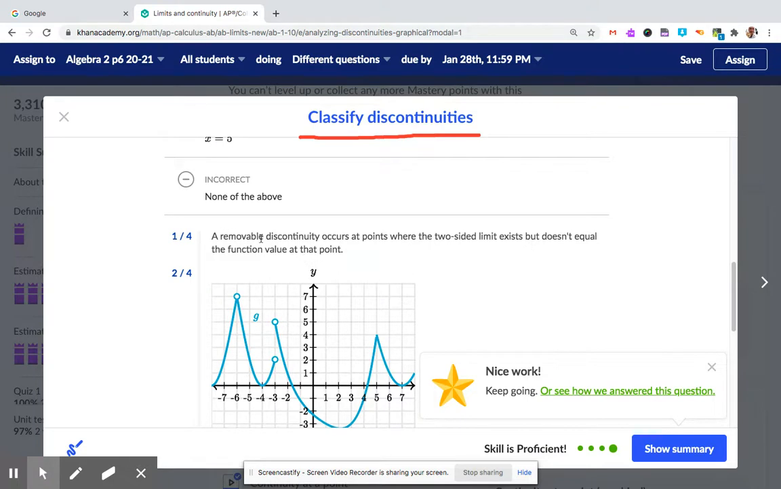Remember that it has to occur at the points where the two-sided limit exists, but doesn't equal the function at that point. That's the issue here, it actually equals 4. So you have to have that hole there, just like I said.